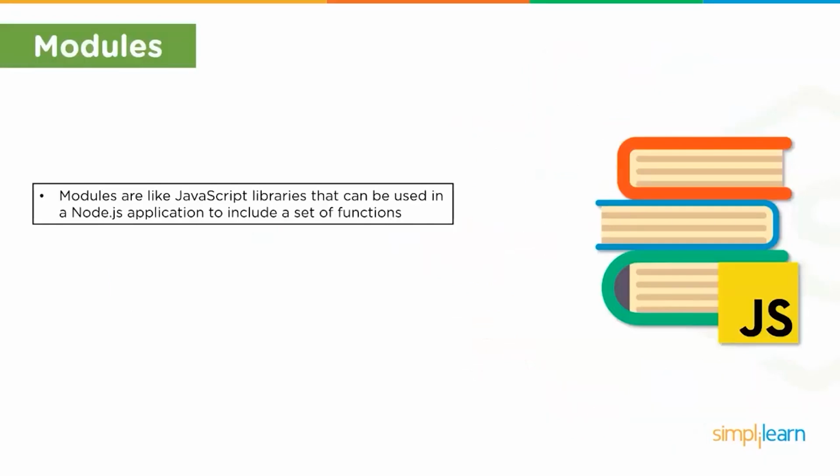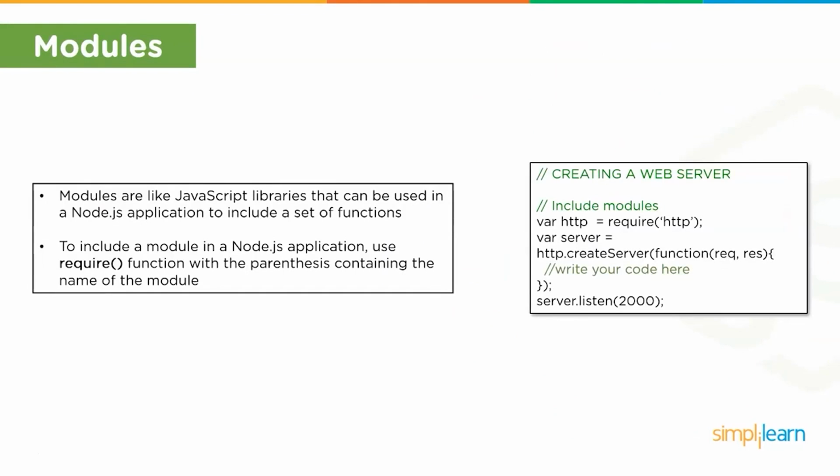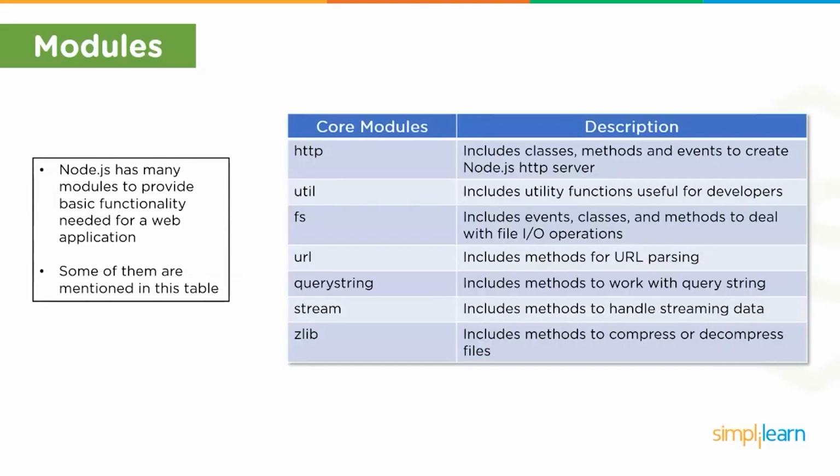First up, we have modules. Now modules are like JavaScript libraries which are used in a Node.js application to include a set of functions. Now we can use the require function with parentheses to include a module in a Node.js application. Node.js has many modules to provide basic functionality needed for a web application. Some of them could be HTTP, util, fs, URL, query string, stream, and zlib.